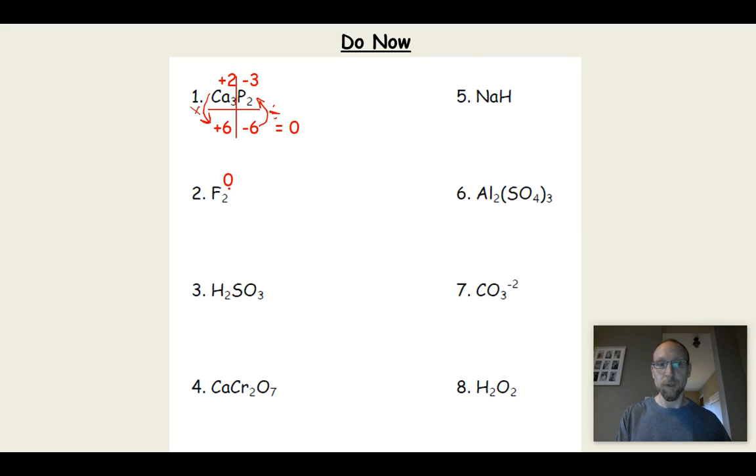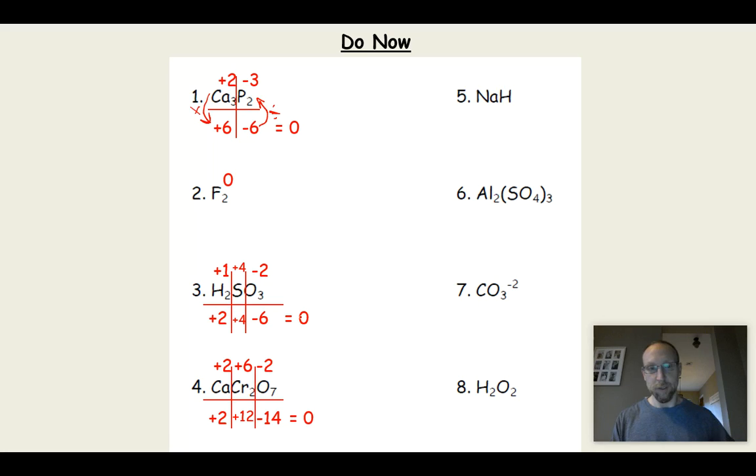Next one, break it up. There's 3 elements, so we need each element to have an oxidation state, regardless of polyatomics or not. Everybody gets an oxidation state. Use what you know to figure out what you don't know. So we knew oxygen and we knew hydrogen. So we're figuring out sulfur. Sulfur gets +4.